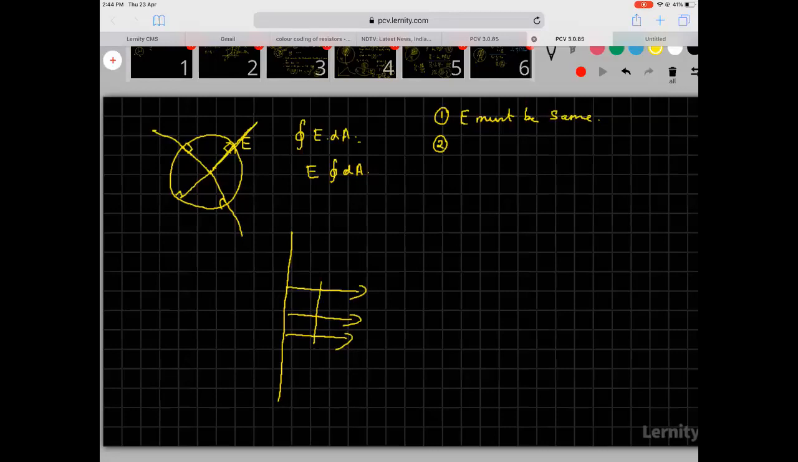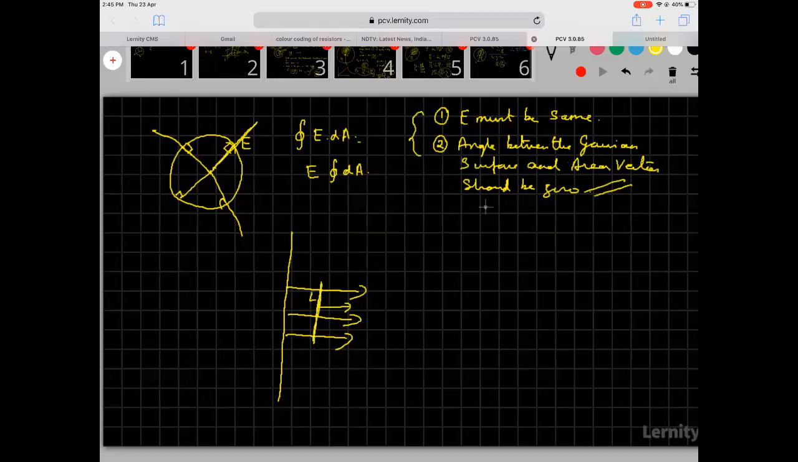Okay. So, the angle between the Gaussian surface and the area vector should be 0, or between the electric field and this plane should be 90 degrees. So, the area vector is perpendicular to the surface. So it should follow these two conditions. This is true whenever the surface is equipotential.